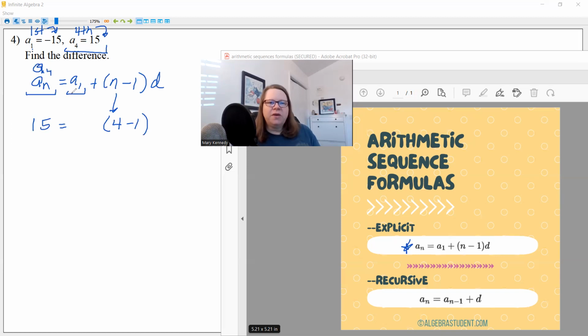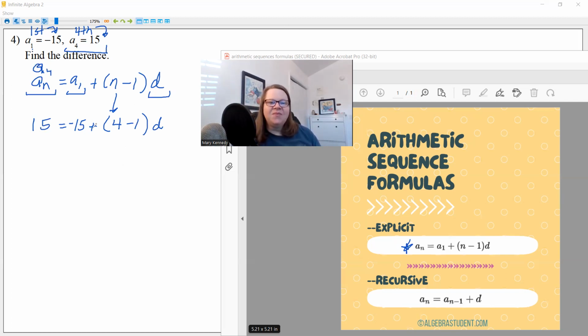The first term we already know also is negative 15. There's a plus in between, and then d. d is what we're figuring out. That's the x in this equation. We're trying to solve for x. I'll keep it as d since we're finding the difference, so it keeps us in mind that it actually represents something specific here.